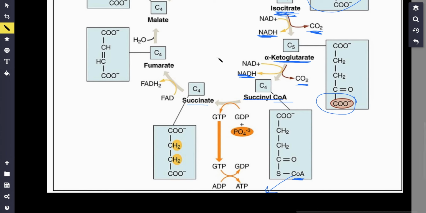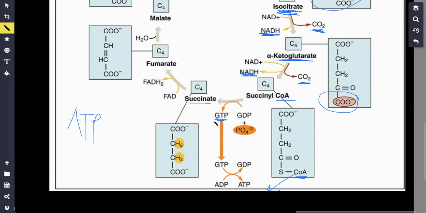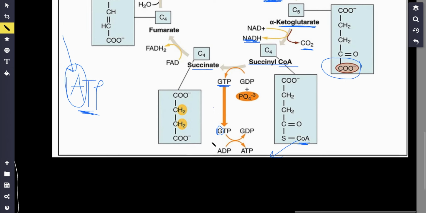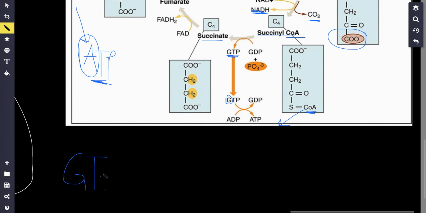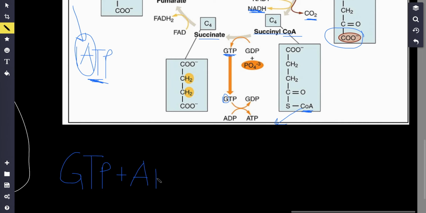from succinyl-CoA to succinate, we produced something known as GTP. This sounds very similar to ATP. GTP is just ATP, but imagine that the adenine part of the molecule was replaced with a guanine base, hence why it starts with a G instead of an A. Now, GTP can be converted into ATP. So if we have GTP and ADP, this yields ATP and GDP.